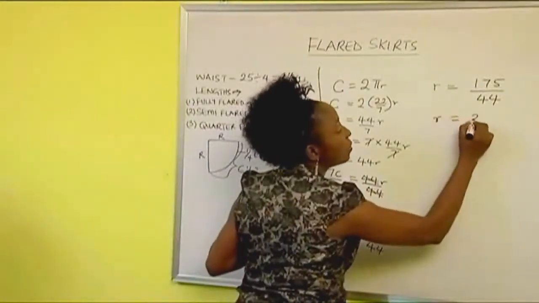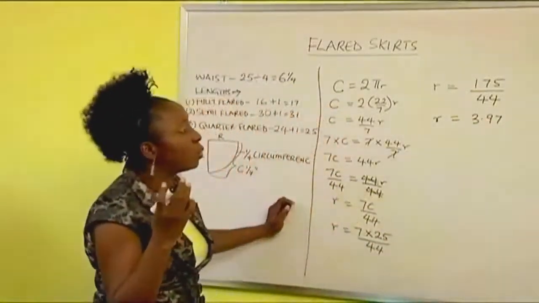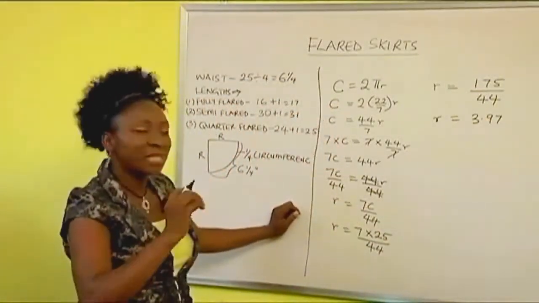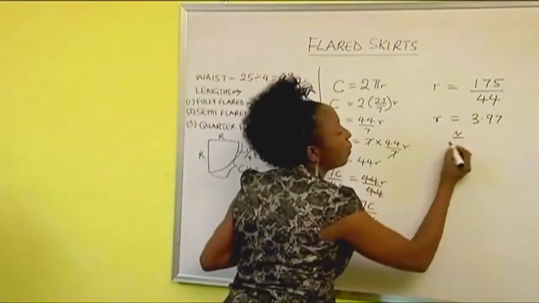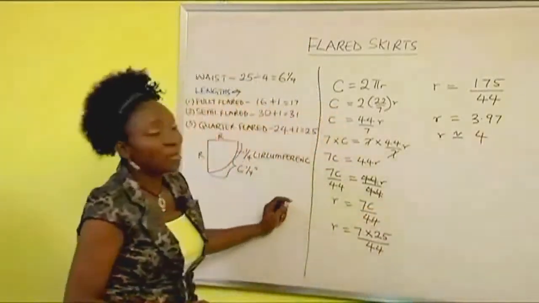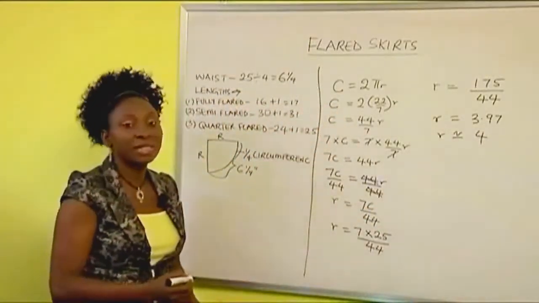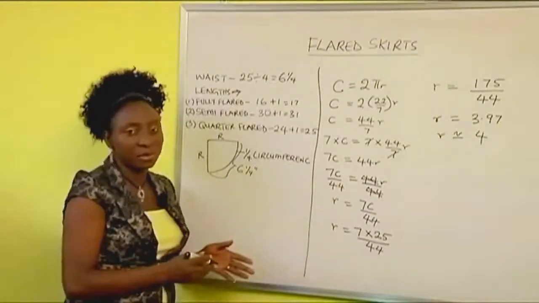And that will give us r equals 3.97. You can see it's very, very close to 4. So I'm going to just approximate it to 4 inches. That will be approximated to 4. Now, this is the mathematical method, and it's very accurate. So I would advise that we always use this.